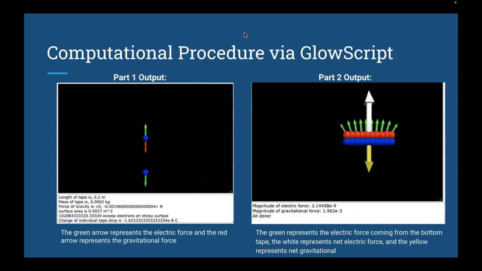Here are the outputs for both parts of the computational procedure on GlowScript, and on the left we can see how the green arrow represents the electric force and the red arrow represents the gravitational force. On the right we can see how the green arrow represents the electric force coming from the bottom tape and the white represents the net electric force, and how the yellow represents the net gravitational force.